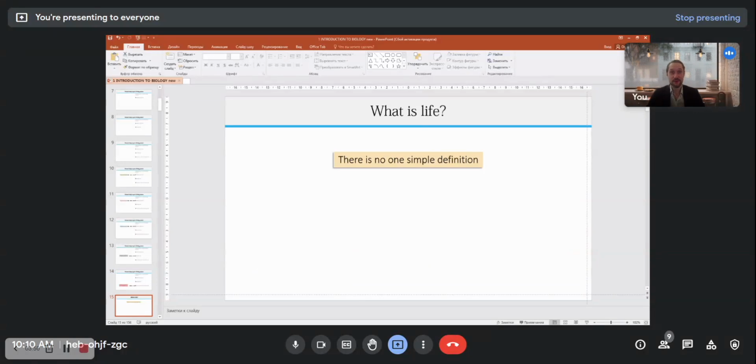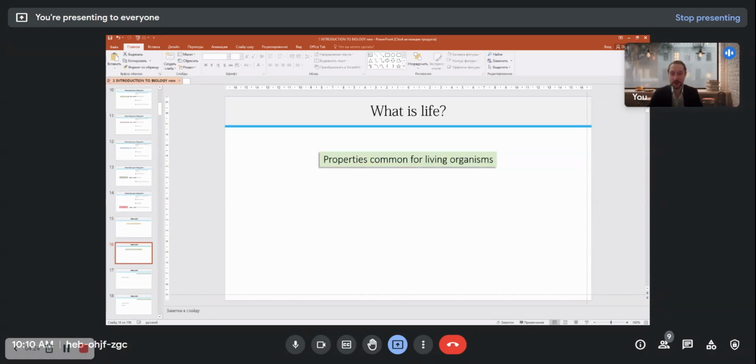And the next important question that I would like to highlight for you is, what is life? And luckily or unfortunately, there is no one simple definition. Life is too complex a concept to be explained in one simple definition. That's why we use another way, or a trick, to describe life. We explain life through typical properties of living beings.